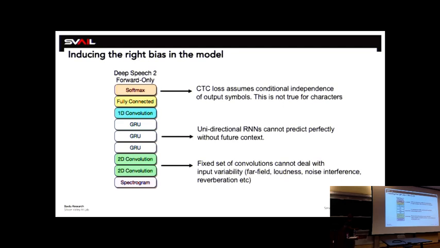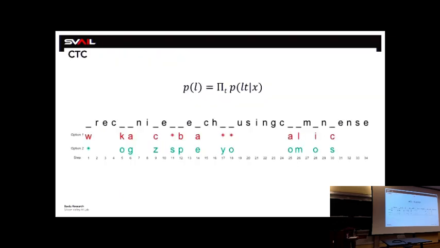CTC approximates it by factoring it and saying that P of L is the product of P of L_t given X. This is not full, this is an approximation, right? We'll get into why this starts biting you.